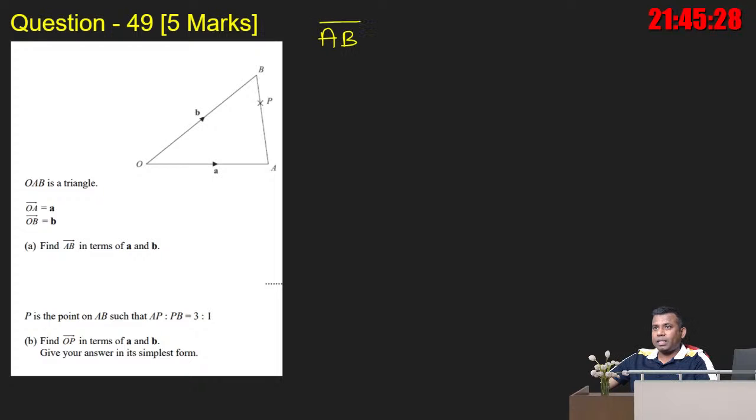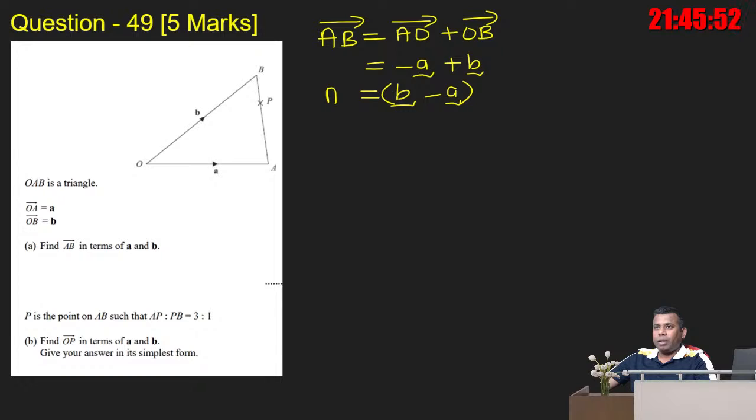So AB vector, they are asking. I am going to write a vector equation: A to O plus O to B. So A to O is going opposite to the A direction, so minus A, plus OB is B, right? So I'm going to write B minus A, it's easy. So that is the vector AB, right?